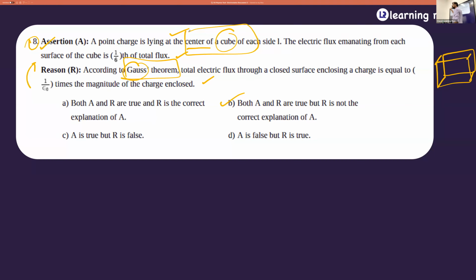So here, who is the subject? It is cube. It's a particular shape. Here, what is the subject? It's Gauss theorem. It is for any shape. Individually, they both stand to be correct. But the reason is not a supporting statement for it. Hence, option B is correct in this case. It's not A.